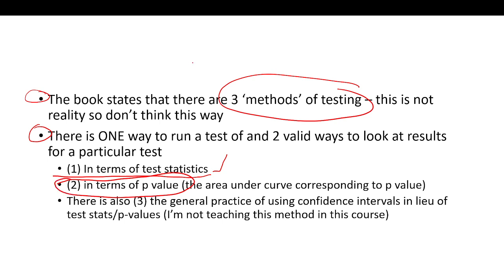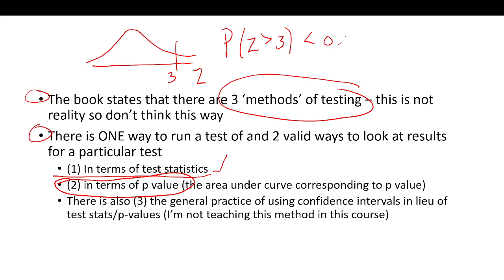Now, what is this all about? This goes back to your study of the normal distribution and z-scores. The area under the curve is associated with probability. So if you look at the probability that z is greater than 3, which is minuscule, it's going to be less than 0.05. I'm not sure that's less than 0.01. And this is something you should have done in intro stats.